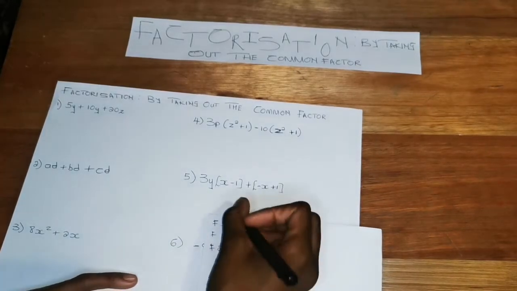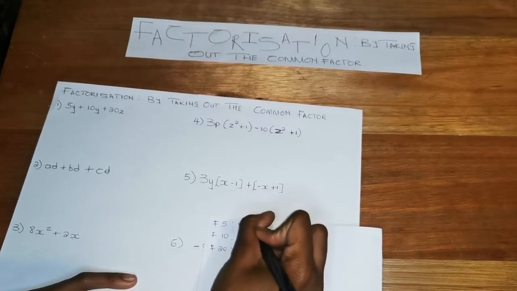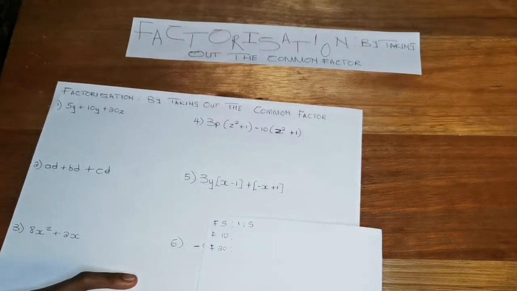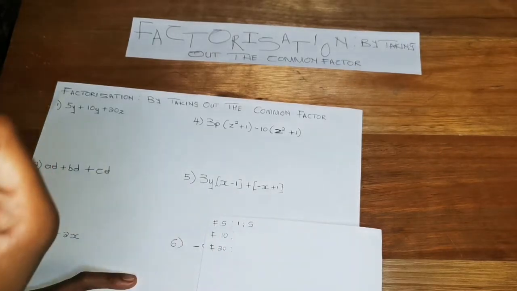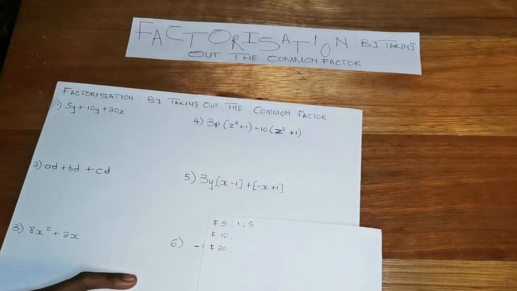So we know that the factors of 5 are 1 and 5. And 5 is actually a prime number. A prime number is a number where only 1 and itself go into it without leaving a remainder, like 5, which makes it a prime number.